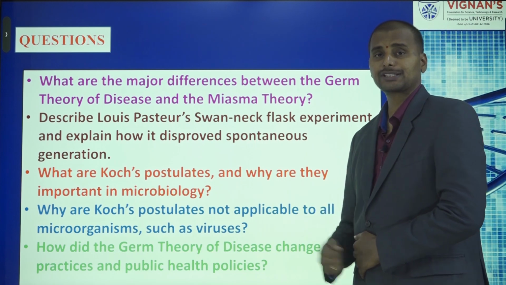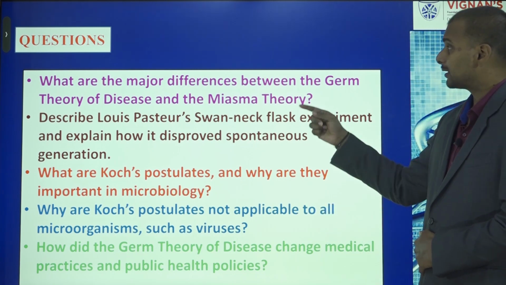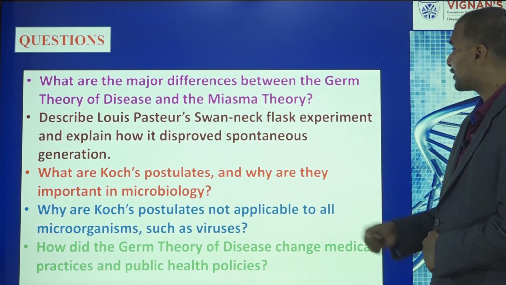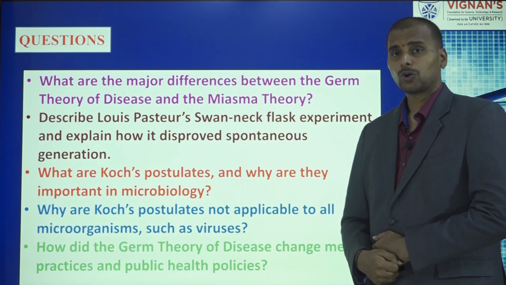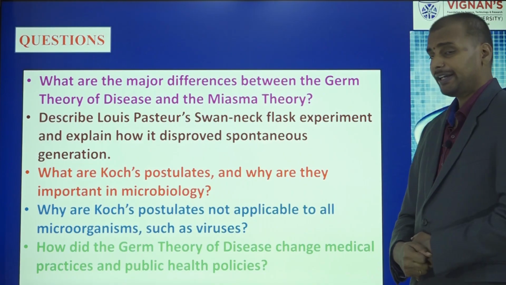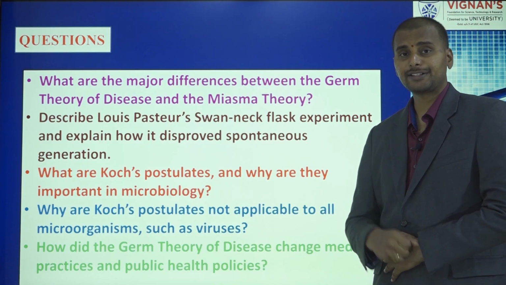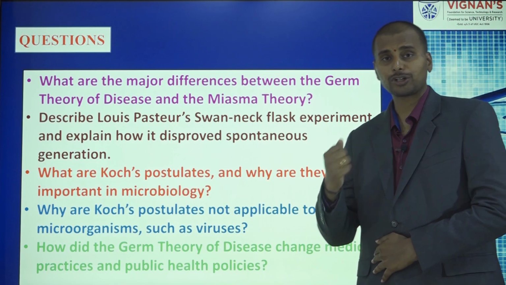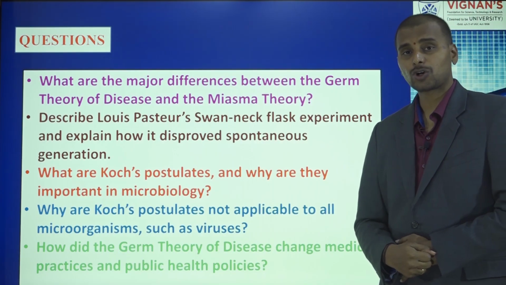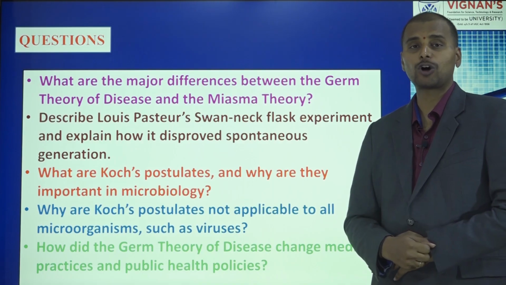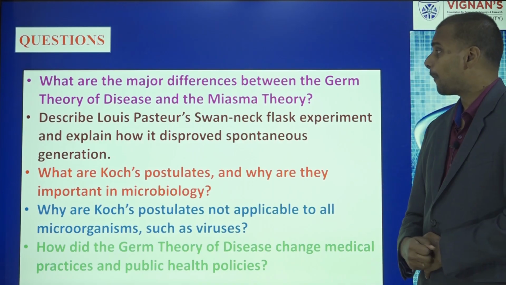So, a few questions that need to be discussed. What are the major differences between the germ theory of disease and the miasma theory? The miasma theory says that disease is caused by bad air, but the germ theory provides strong evidence that the disease is caused by a specific microorganism.